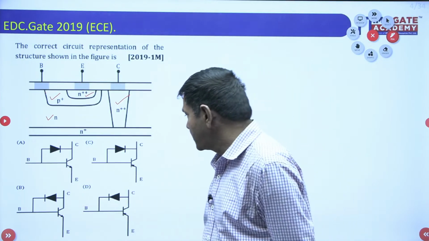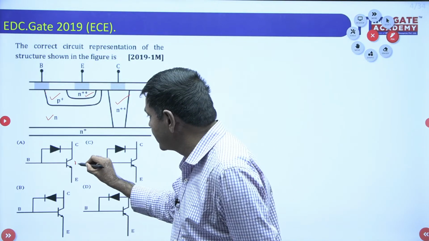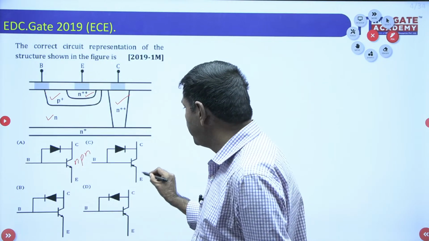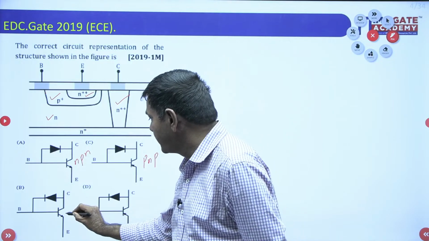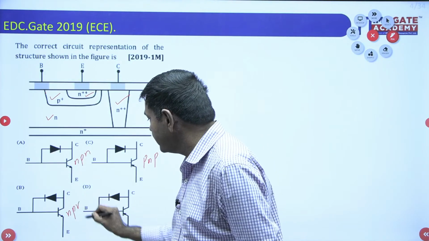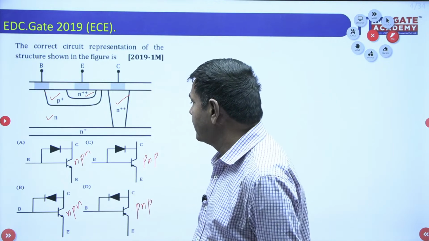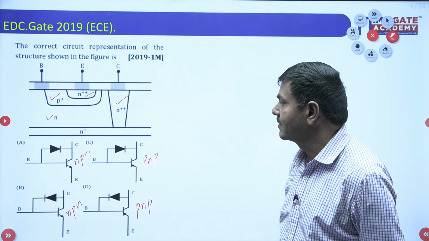But here 4 options are given. One is an NPN transistor, and another is a PNP transistor. These transistors are connected with diodes. Now you catch.